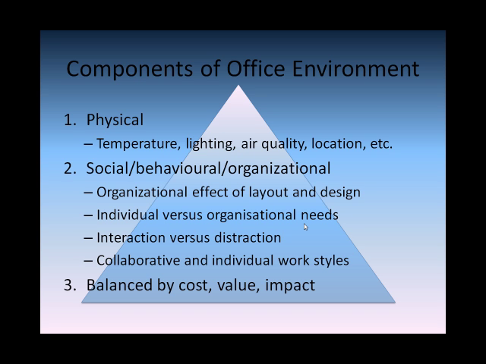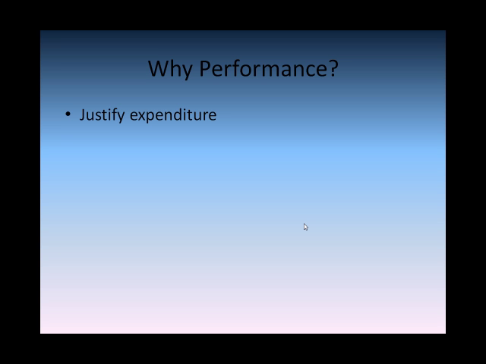Balancing the first two components would be, from the company perspective, the cost that would go into changing the office environment as well as the value that you're trying to acquire, and showing or demonstrating or rationalizing such changes by looking at the impact that such change can provide. So we're dealing with these three components of office environment when we're talking about the linkage between office environment and worker performance. Why performance, you might say?